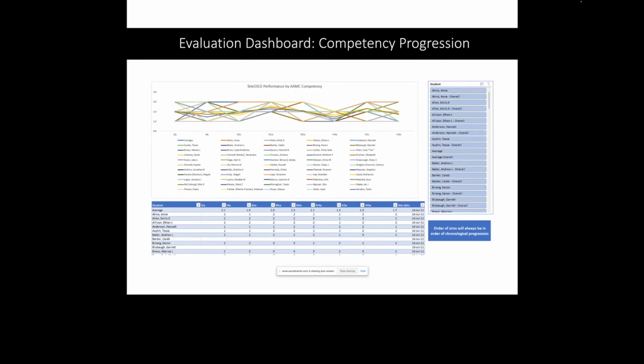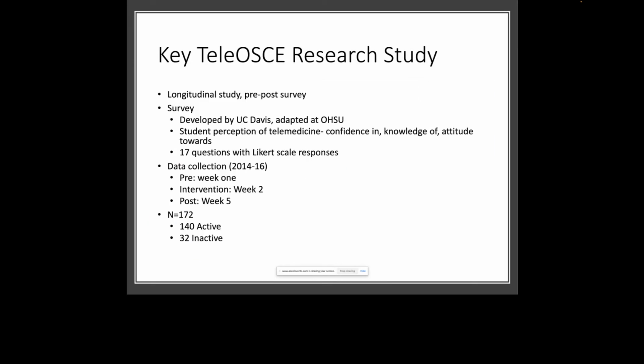What this essentially does, and you can filter this so it's just one student, but this is showing all of them, is show how these different students performed, and every one of them has a different line against an average over these different competencies over time. So we've built dashboards on this. Basically we're trying to say, hey, these AAMC competencies are great. Let's use the TeleOSCE format to double down and say this is a valid way to assess these competencies.